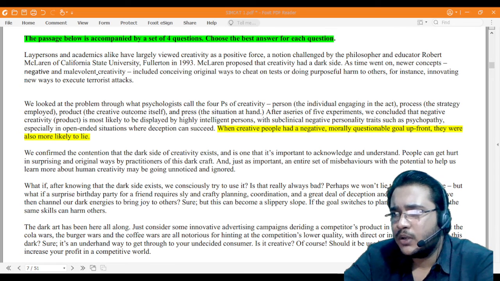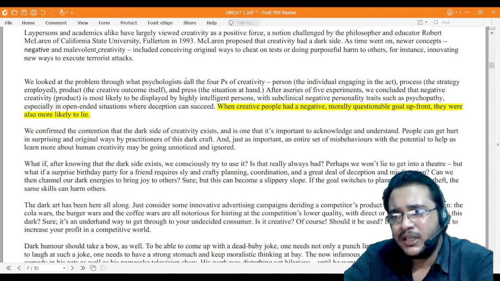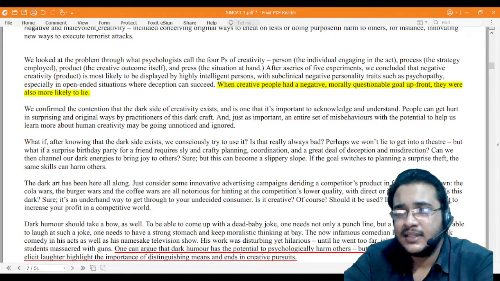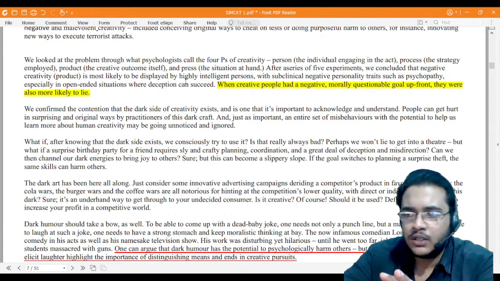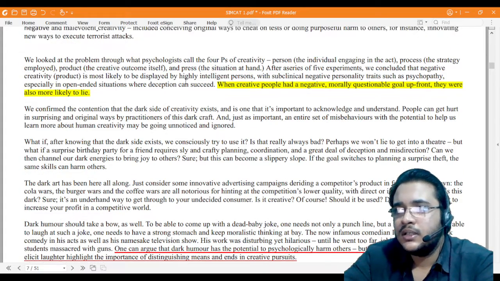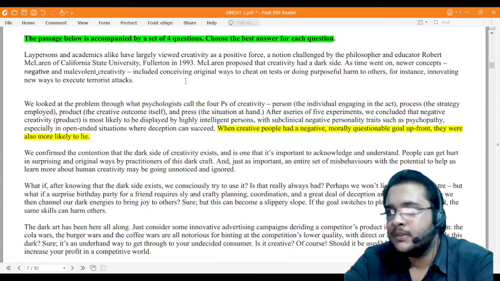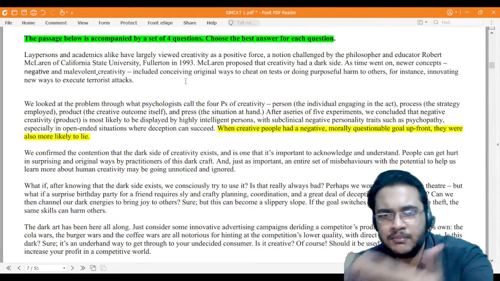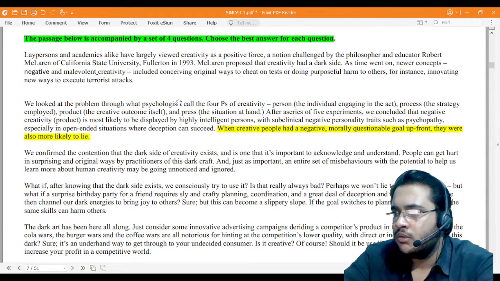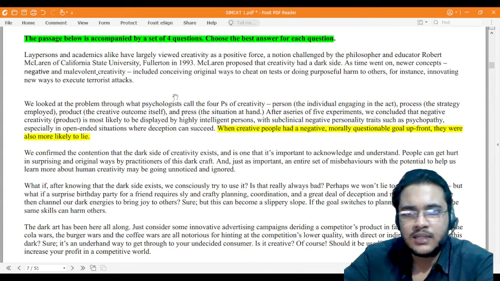Okay, we looked at the problem through psychologists called the 3 Ps and so on. And if you look at this now, this has a bit of an argument, and this is a little long also. So yes, there is a bit of an argument that is going on there. They are discussing the dark side of creativity, and then probably they'll give you some examples. They'll talk about how to get out of it, maybe, how to actually work around the dark side of this thing.